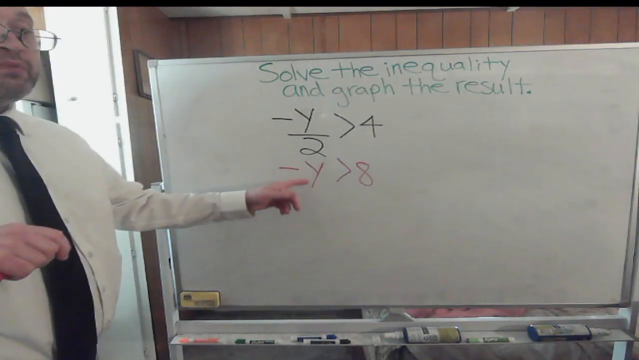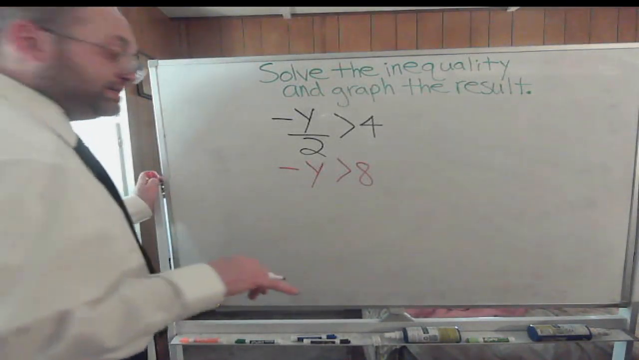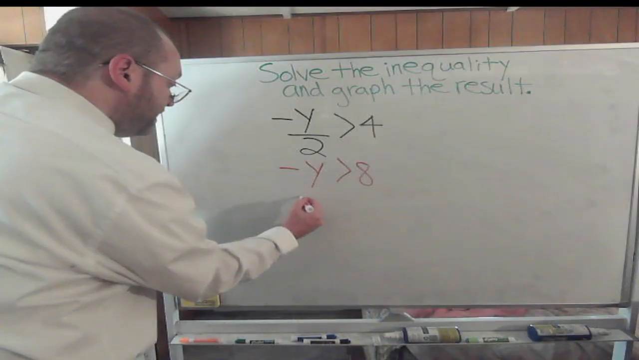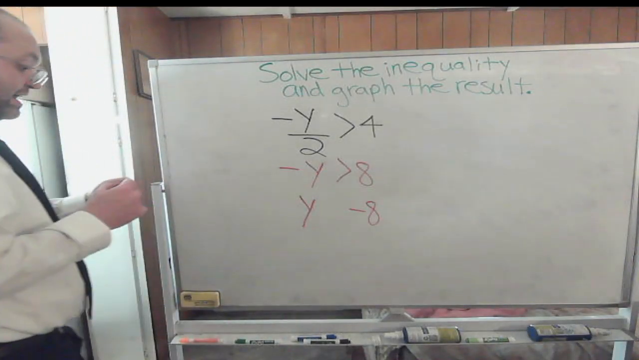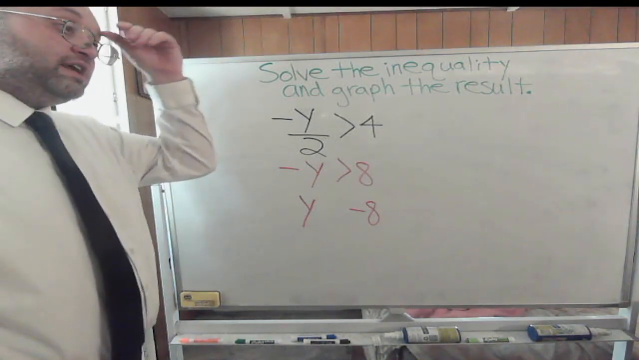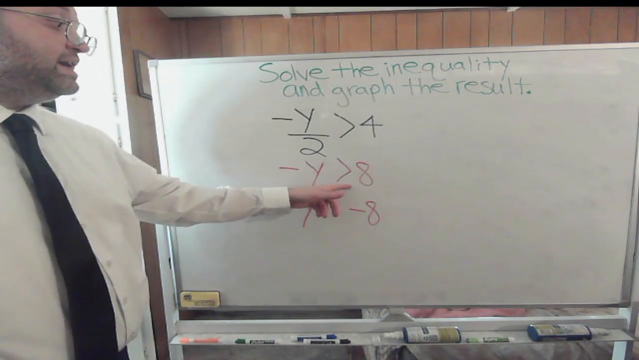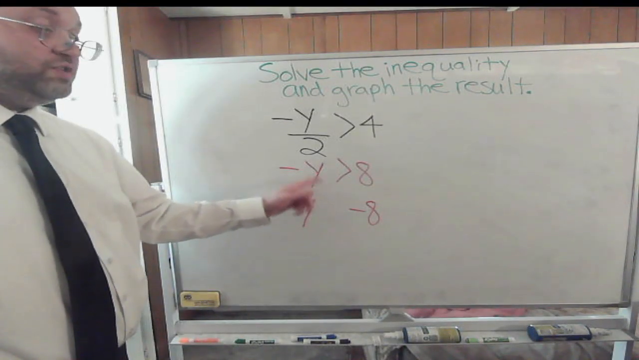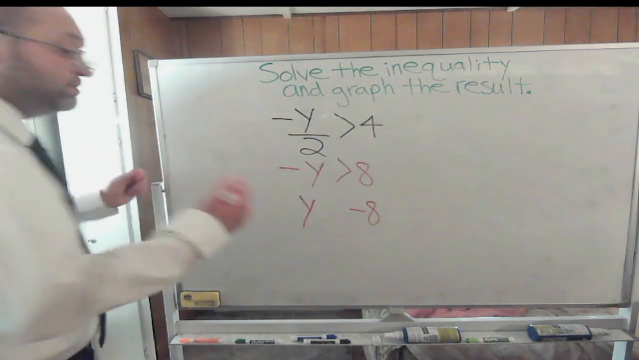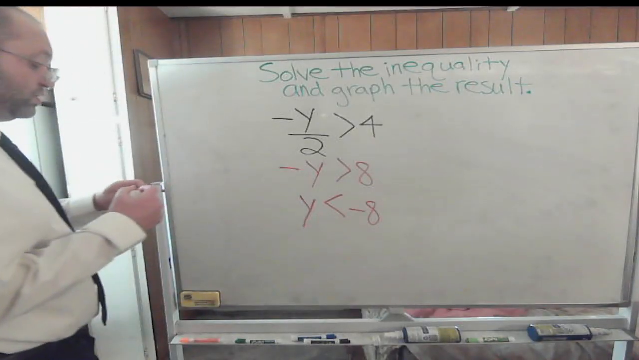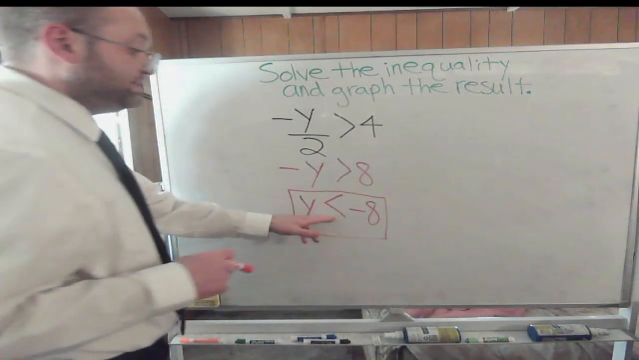Now, we want to just get y. We have negative y. We've got to divide both sides by negative 1 in order to get y by itself, right? So divide the left side by negative 1, you get y. Divide the right side by negative 1, you get negative 8. Now, something interesting occurs though. Whenever you multiply or divide an inequality by a negative, it flips the sign. So once you've introduced a negative, that greater than sign is going to flip to a less than sign. So your real answer is going to be y is less than negative 8.